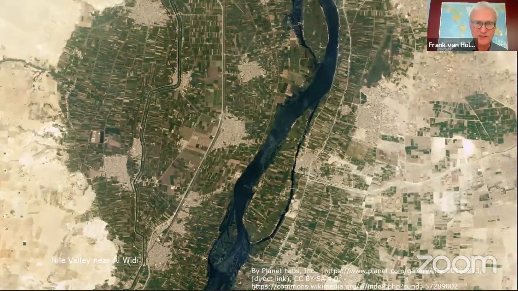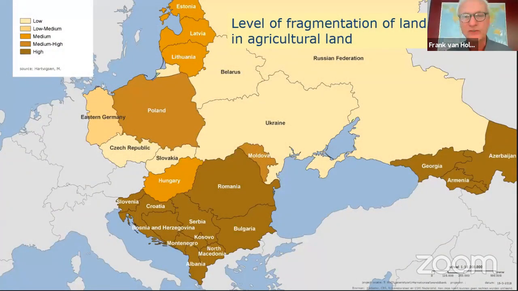So where does land fragmentation occur? Well, the study about the legal guide is about Europe. Land fragmentation is widely spread across Europe.